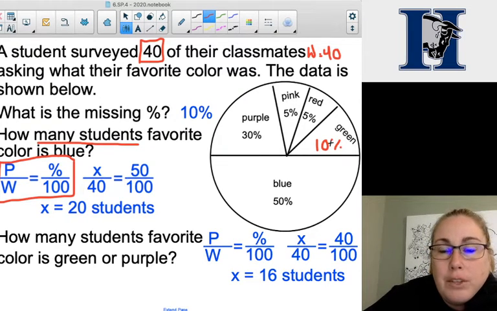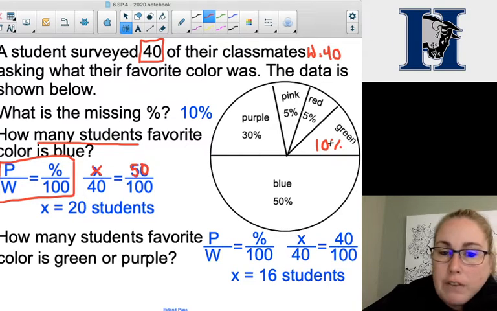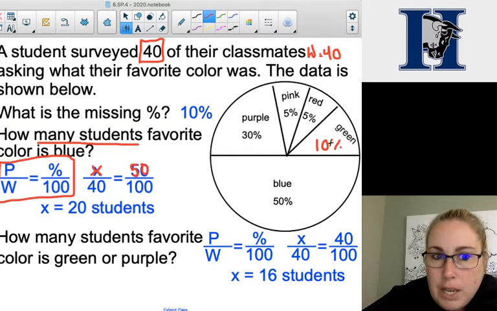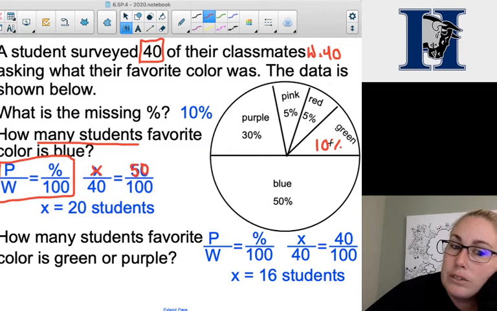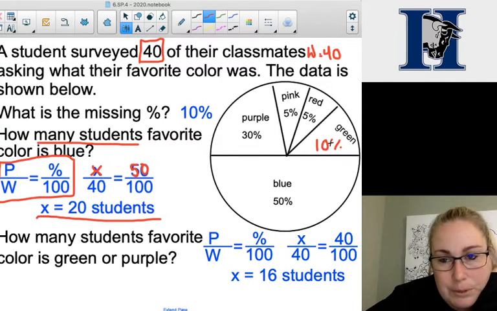We already said that the whole number, the total number of students would be 40. So the 40 goes down here for the whole. We are asking how many students like blue. We know that 50% of the students like blue, so that's 50 out of 100. From here, let's be real, you could probably say 50% of 40 and know the answer, but if you don't, you can cross multiply and solve, and you guessed it, 20 students like blue.